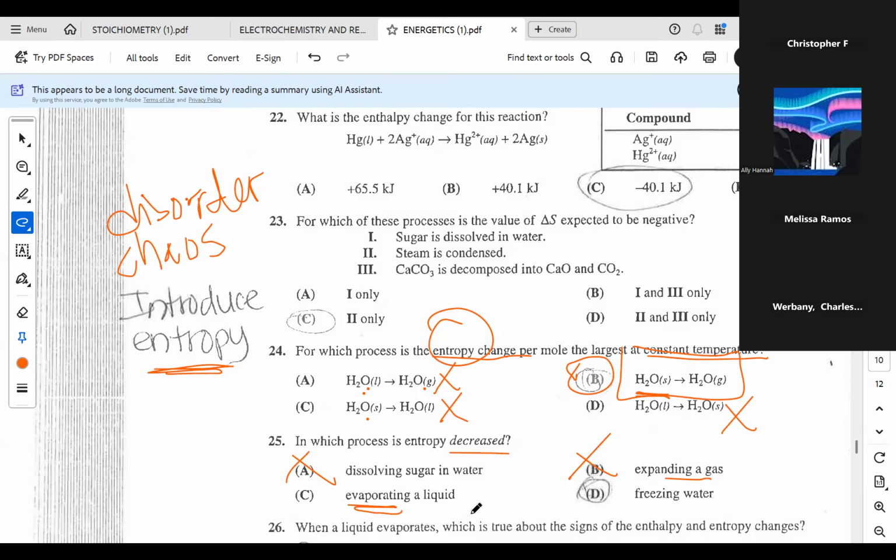Evaporating a liquid. This is implying a phase change from liquid to gas. So again, we're increasing the chaos, the disorder. So the only process here where we go from liquid to solid, we're becoming more ordered, right? The molecules have less energy, they're not moving around as much, they're cold. So D here would be a decrease in entropy.